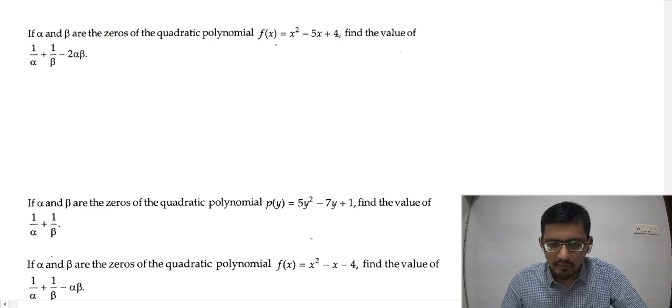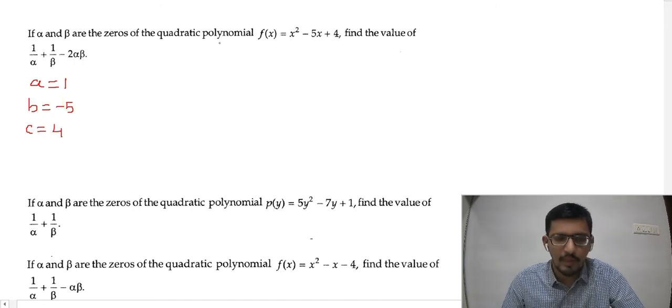So if you compare these with the standard form of a quadratic polynomial, what is a? Here it is 1. What is b? Minus 5. And c is given as 4. And they're telling us alpha and beta are the roots of this polynomial. So we can get two pieces of information.